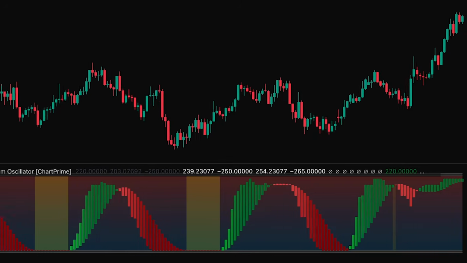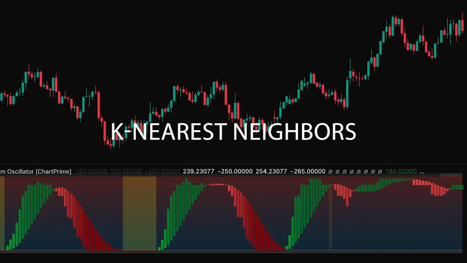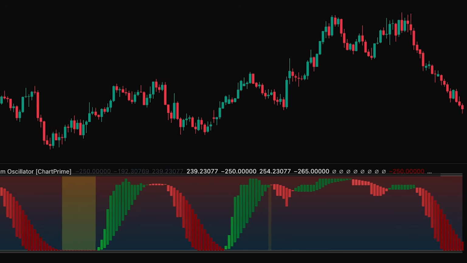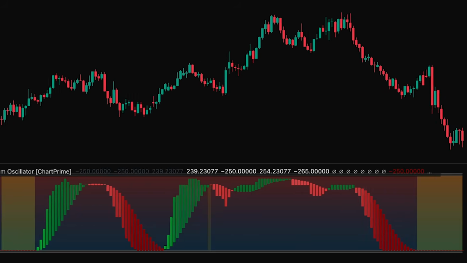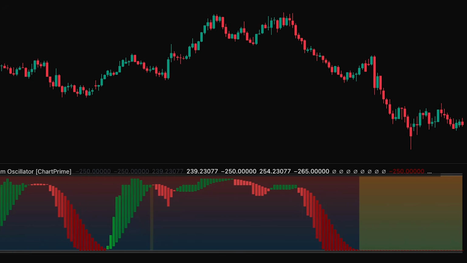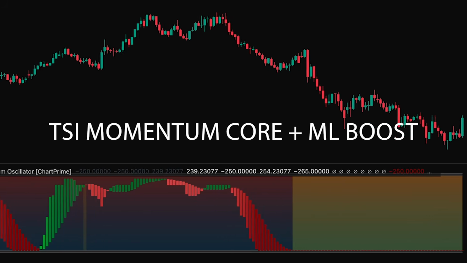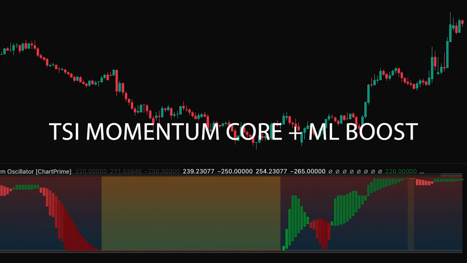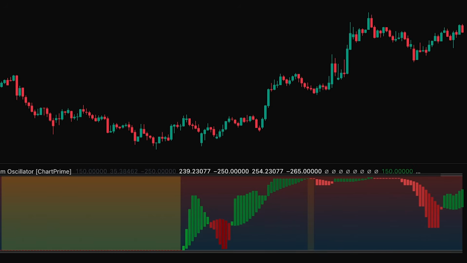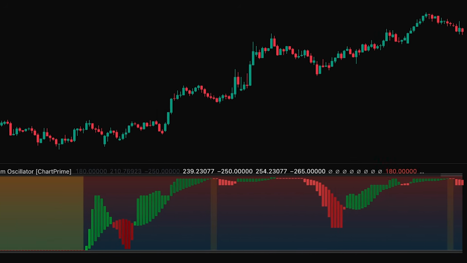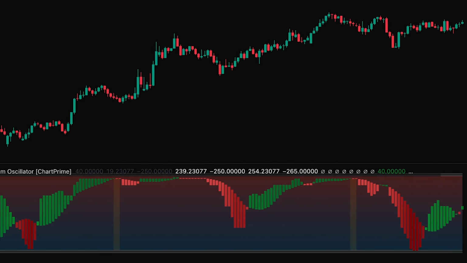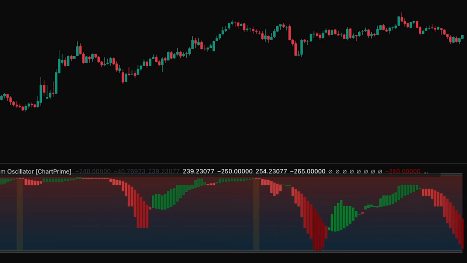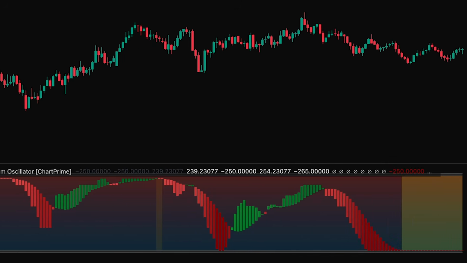KNN-powered noise reduction. Uses K-nearest neighbors to compare current momentum to the most similar historical setups. Filters choppy fakeouts way better than traditional smoothing. TSI momentum core plus ML boost. Builds on true strength index for deep trend strength insight. Then ML makes it adaptive and predictive. Spots momentum buildup or exhaustion early.